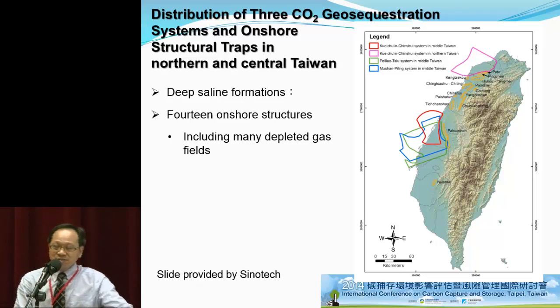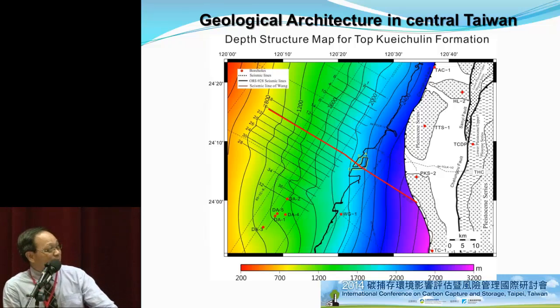So, let me show you one example. This example is from central Taiwan. So Zhuoshui Sea is around here, and this is Taichung City. Okay, and this is the deformation front, and this is the coastal plain.